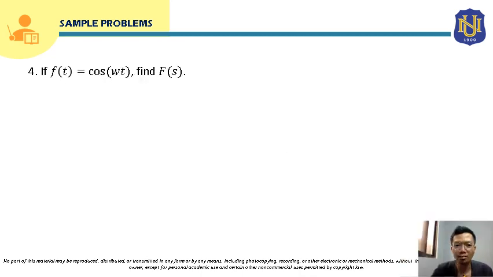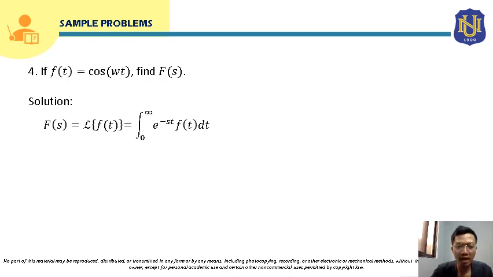We will proceed now to sample problem number 4. If f of t is equal to cosine wt, find f of s. So we are going to solve for the Laplace transform of cosine wt. To solve this, we are going to use this formula, and we're just going to substitute the given f of t here and here.